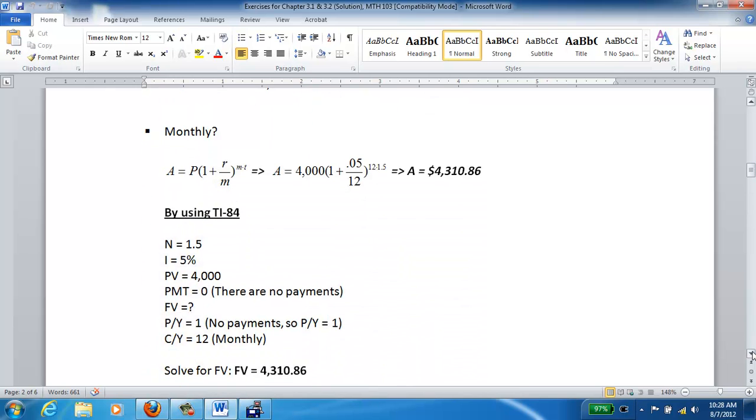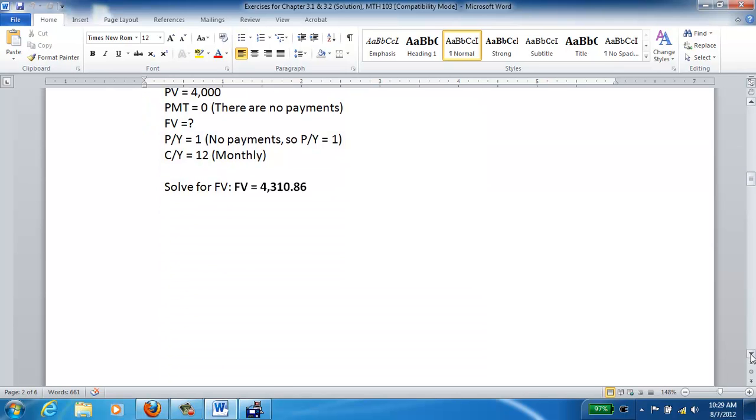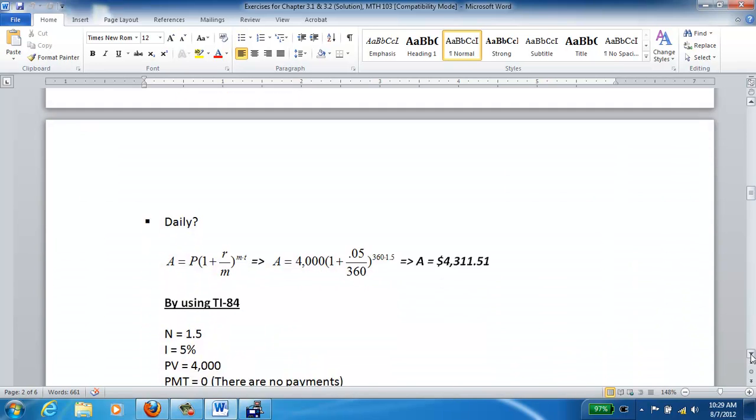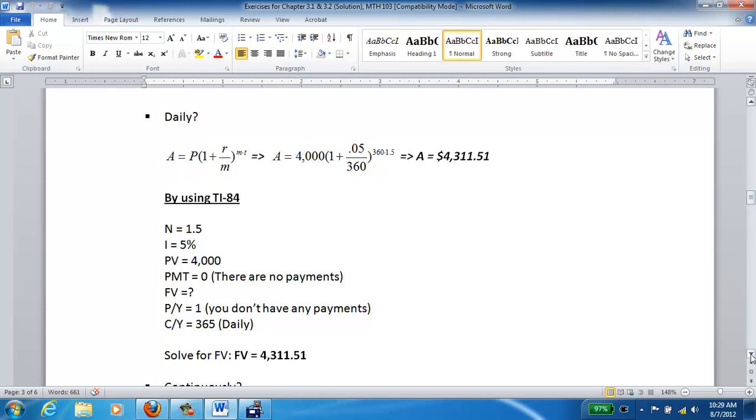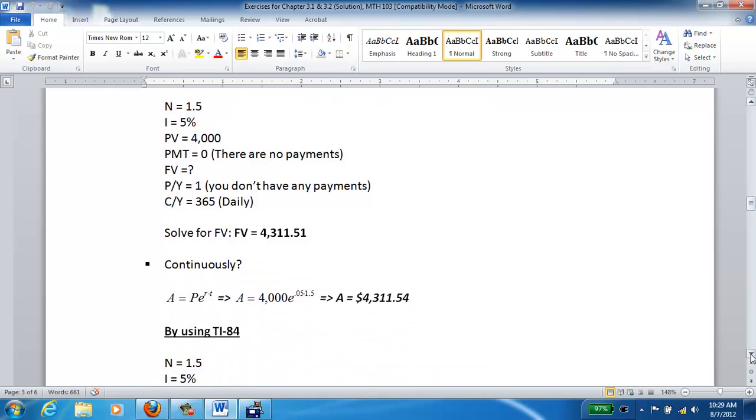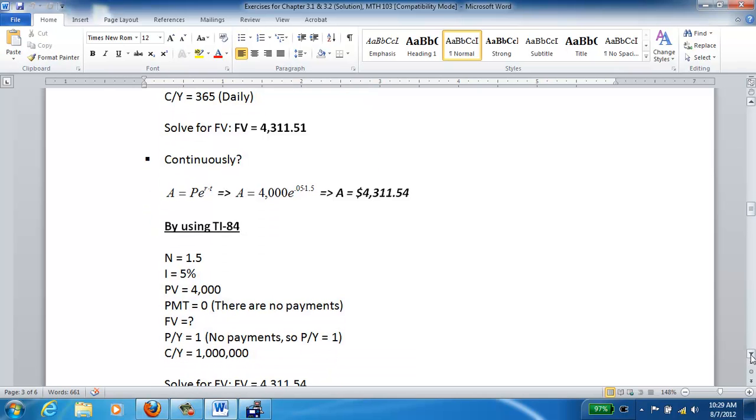Monthly, same steps. Instead of having C/Y now 4, we have 12. So the answer is going to be $4,310.86. Daily, we use 365 instead of 12 that we had before. This is the main difference. The amount will be a little bit higher, 4,311 and 51 cents.